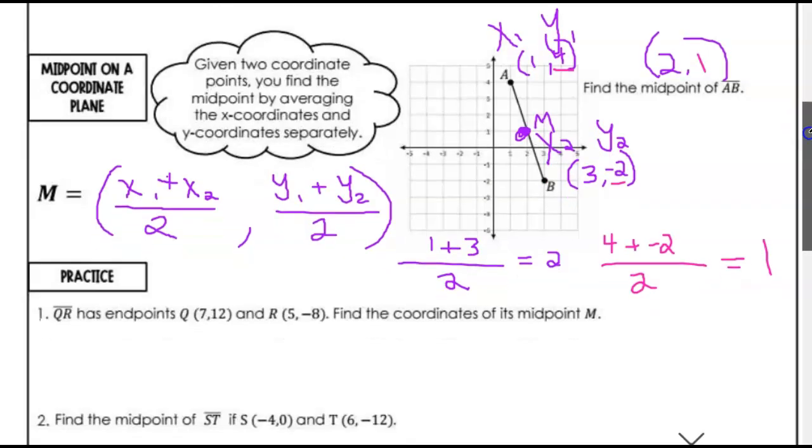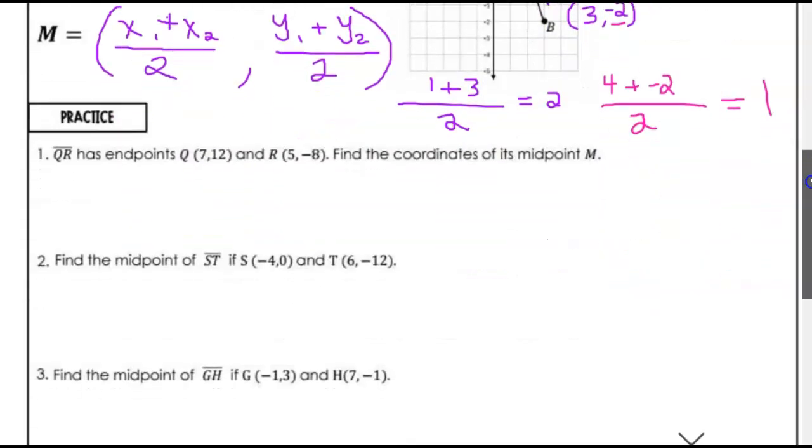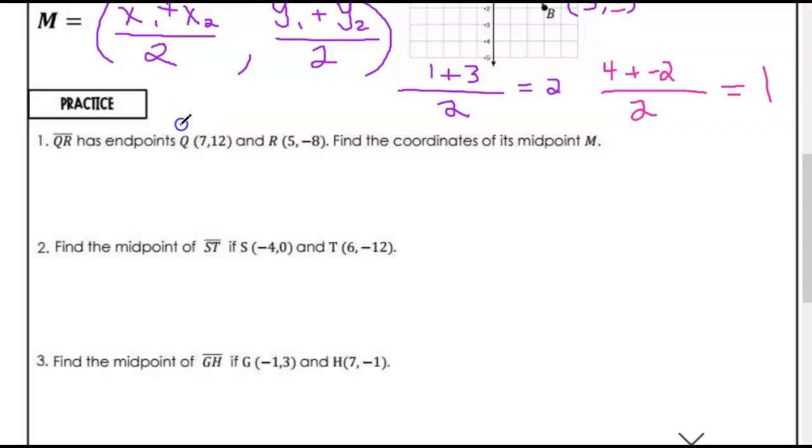Okay, can we go to the next one? Yes? Okay. Next one. Label your points. X1, Y1. Do we draw something? No, you don't have to. X2, Y2.